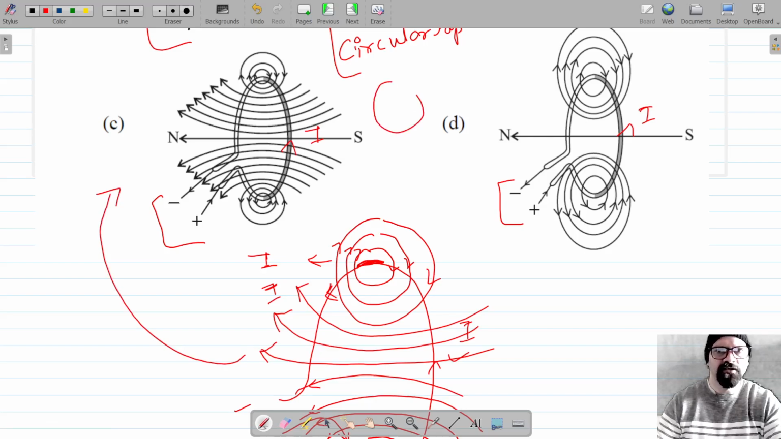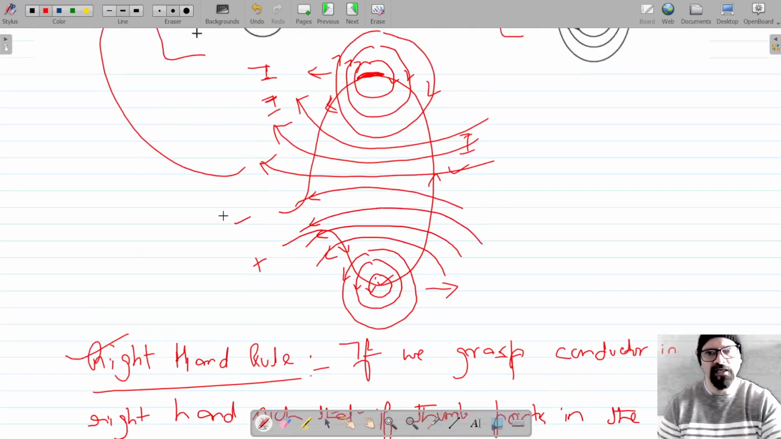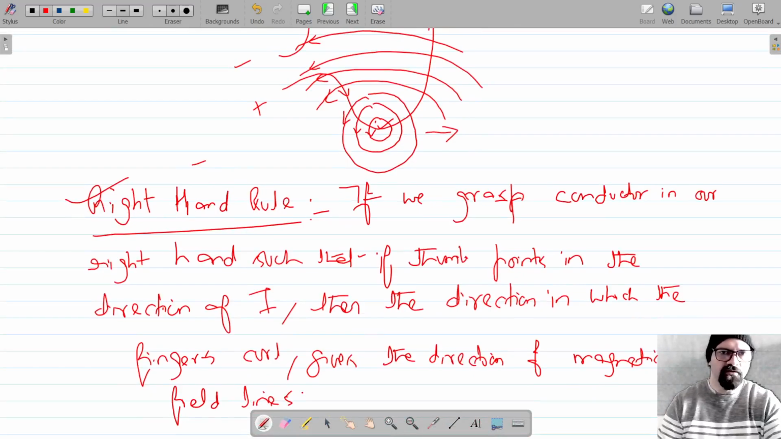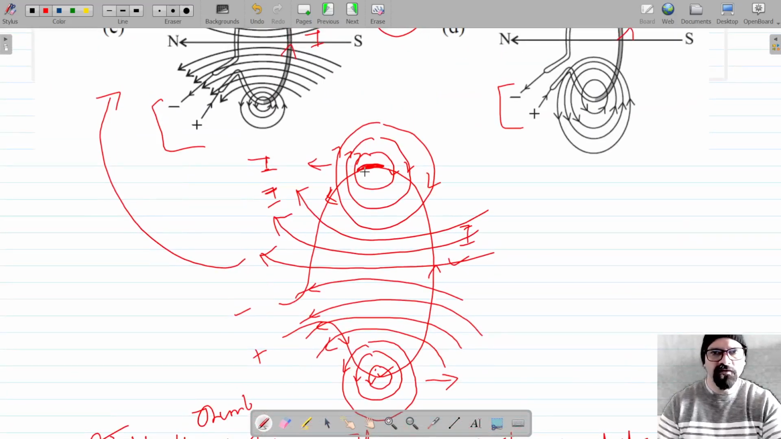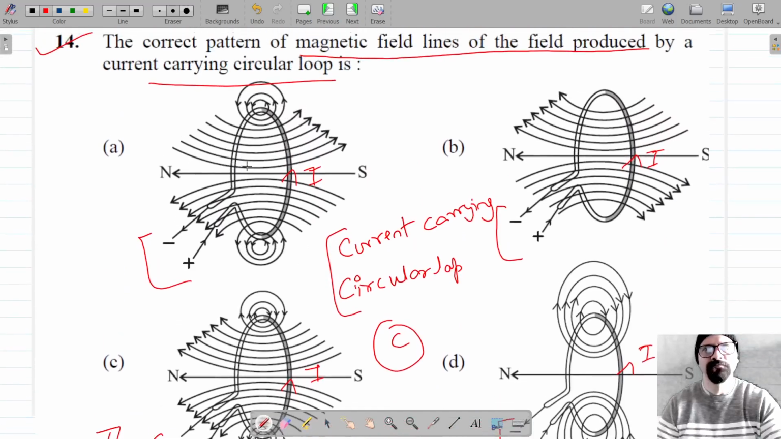So option C is the correct answer, and the rule we have used here is the right hand thumb rule. It's not right hand rule, sorry, it's right hand thumb rule. If you apply this at these 2 points, just draw the concentric circles and apply the right hand thumb rule at these 2 points, and that will give you the direction. This is the direction which matches with option C. So option C is the correct answer for this one.